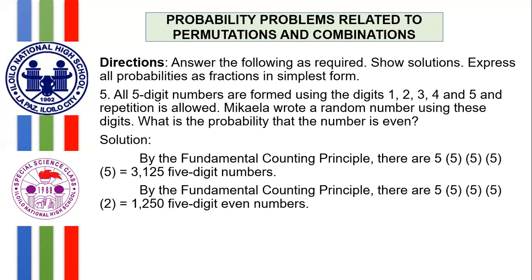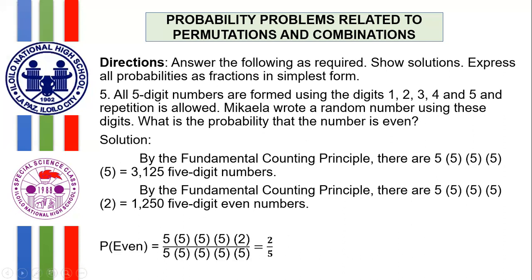However, for the even, you could have all the same digits in the 10,000s, thousands, hundreds, and tens. However, for a number to be even, the ones digit should be an even digit. Hence, for the ones place, it could either be 2 or 4. That's why there are 2 possible outcomes for the ones place. And by the fundamental counting principle, multiplying them, we have 1,250 5-digit even numbers, utilizing only 1, 2, 3, 4, and 5 with repetition. And this is the number of favorable outcomes out of the 3,125.